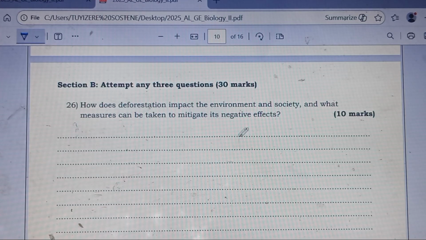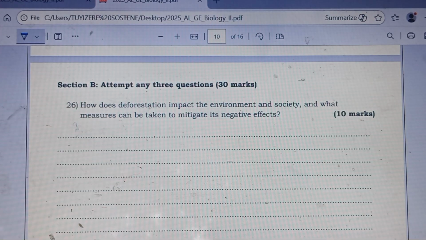How does deforestation impact the environment and society, and what measures can be taken to mitigate the negative effects? For this, even senior three students can discuss that question. That is like geography, not only the biology field.